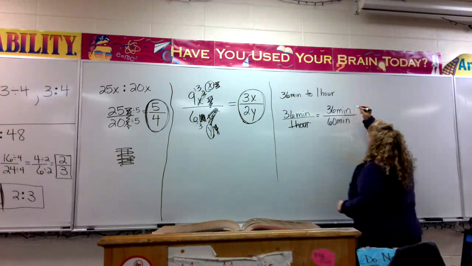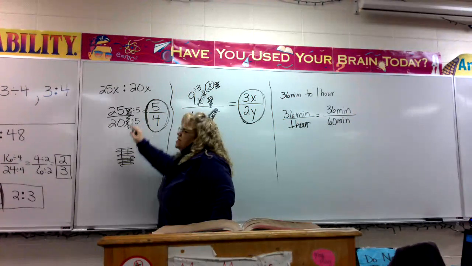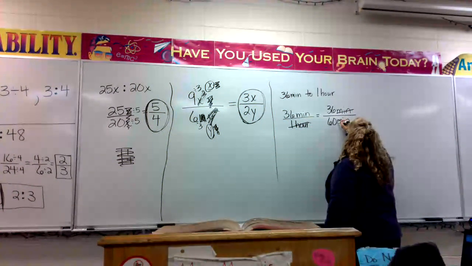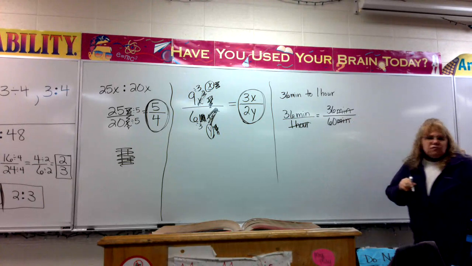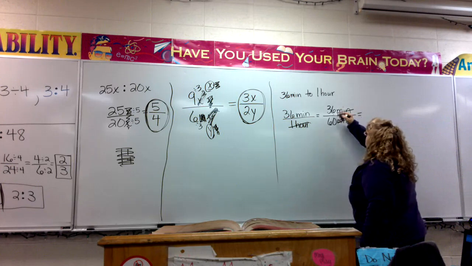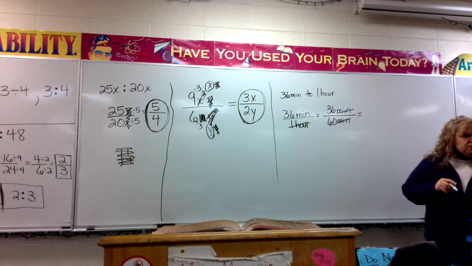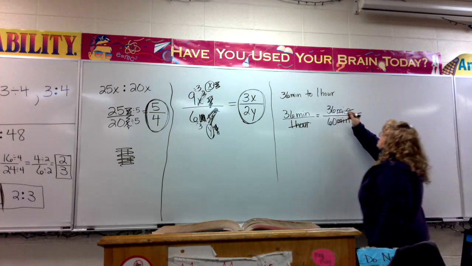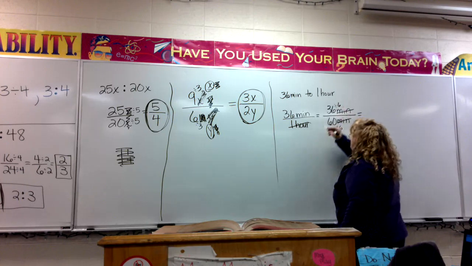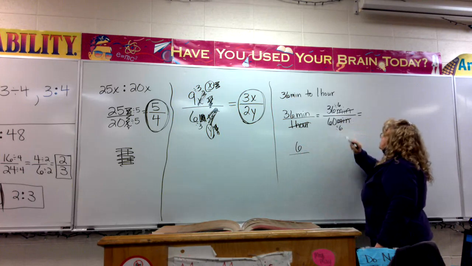And now you have minutes over minutes, just like the x over x here. We can cancel if they're the same. And you want to make sure they cancel. Minutes over minutes cancels, it crosses out. And 36 over 60, what goes into both of those? Maybe 6. What's 36 divided by 6? I think it's 6. What's 60 divided by 6?